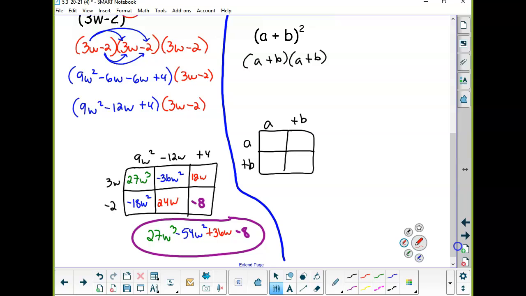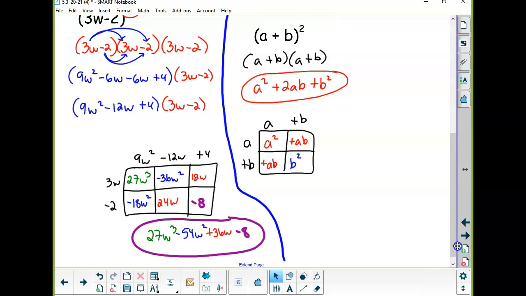And then we'll just fill in the boxes again. A times A is a squared. A times B is a positive AB. B times A can also be written as AB. And then B squared, B times B is a positive B squared. So, what's my answer? My answer to this is A squared plus 2AB plus B squared.